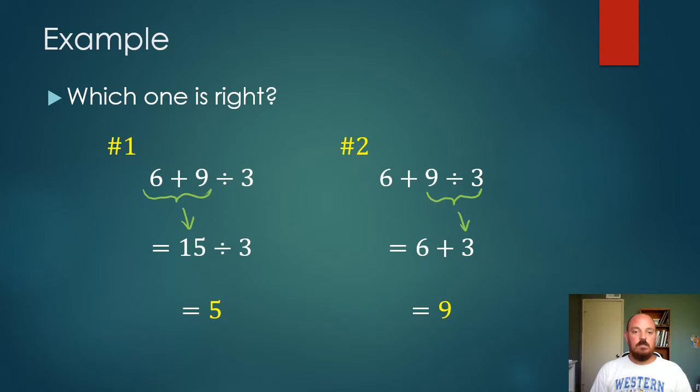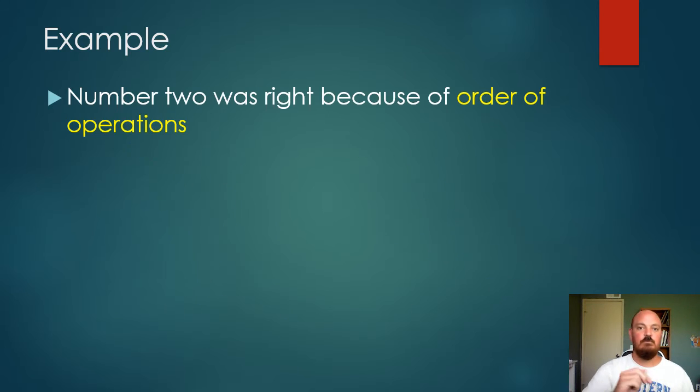So in number 1, that person did 6 plus 9 is 15, and then 15 divided by 3 is 5. Well, that is actually not the way to do it. That's the wrong answer. The right way is to do 9 divided by 3 and get 3, and then take that 3 and do 6 plus 3 and get 9. So this is the right answer here, 9. So example number 2 was right because of what we call order of operations.